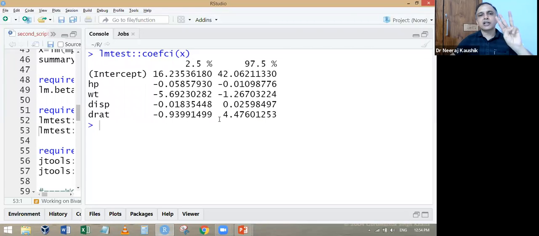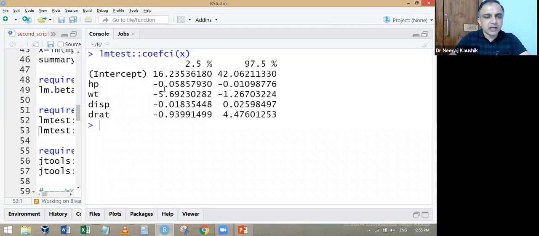Remember, I told you there are three methods of checking hypothesis. Number one, calculated value less than table value, null hypothesis accepted. Second, P greater than 0.05, null accepted. Third, if 0 falls between the limits, null accepted. Listen once again. If 0 falls between the confidence limits of that variable, it means that variable has no effect on the dependent variable. That's as good as 0.